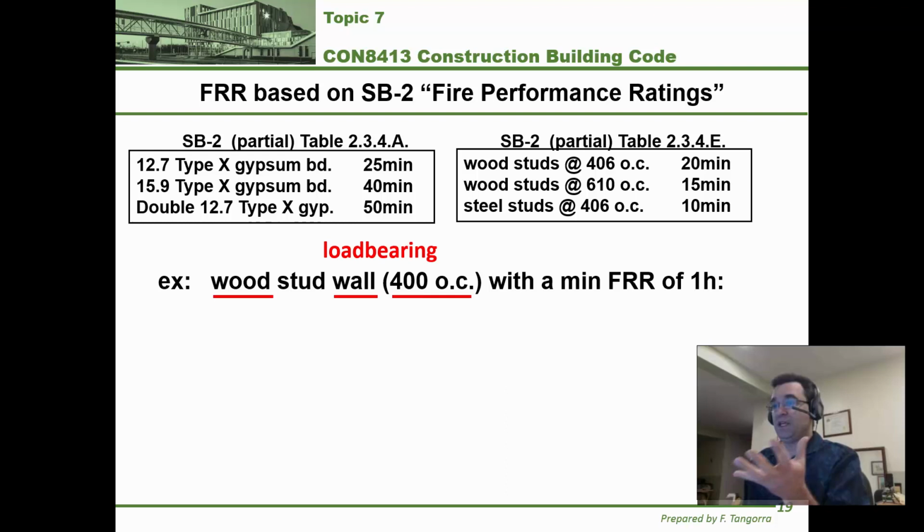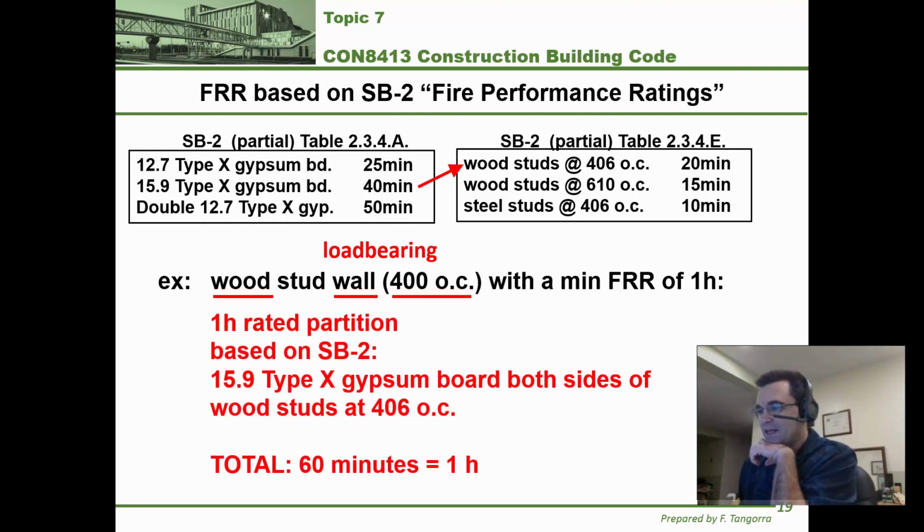Okay, so the combination of these layers of gypsum, which is the correct term for drywall, okay, gypsum board, is probably to do something like this, right? The 15.9 millimeter Type X gypsum board and the wood studs at 406 millimeters on center, right? Because we're told that the spacing has to be 400 millimeters. And that looks okay because 40 minutes of the 15.9 Type X gypsum board and 20 minutes of the wood studs at 400 millimeters on center gives us 60 minutes. That's good, right?